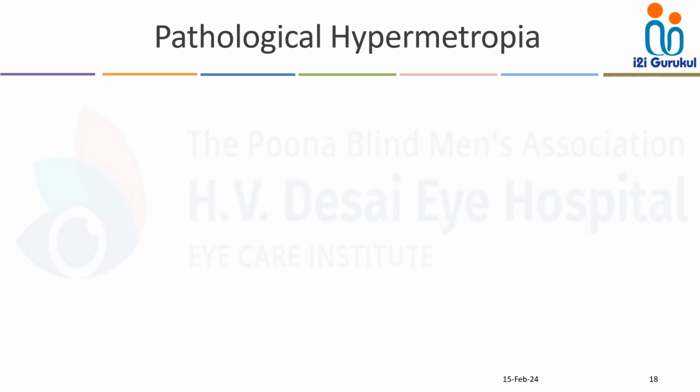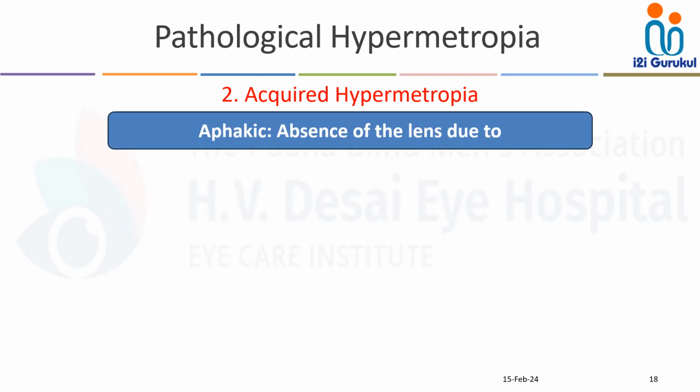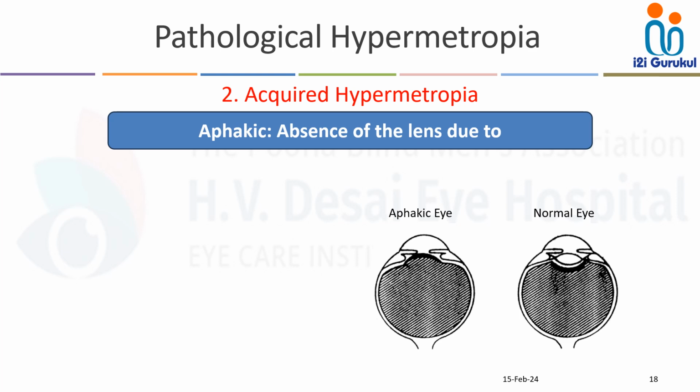Now the second one is acquired hypermetropia. It is the absence of the lens of the eye due to surgical removal, a perforating wound or an ulcer, or it may be a congenital anomaly. The absence of the lens is called aphakia. It is due to congenital anomaly, surgical removal, or a perforating wound or an ulcer with traumatic conditions. This is the acquired hypermetropia definition.